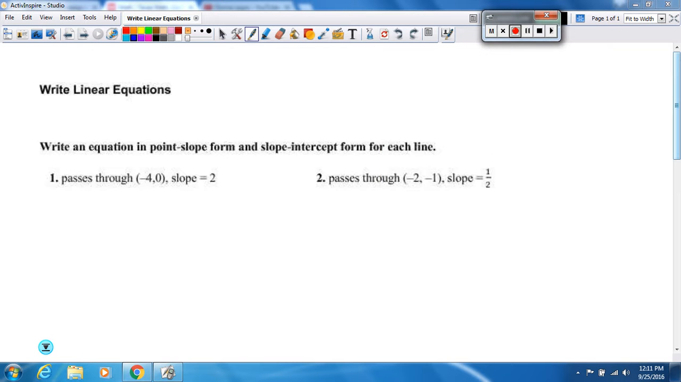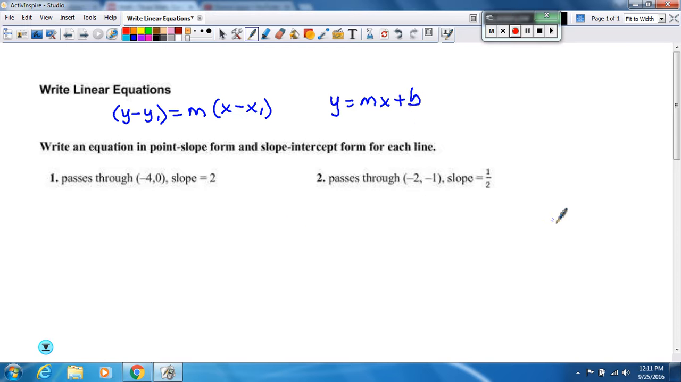Write an equation in point-slope form and slope-intercept form for each line. Okay, there's two different forms for a line that they are presenting here. Point-slope form is y minus y sub 1 equals m times x minus x sub 1. The slope-intercept form is y equals mx plus b.